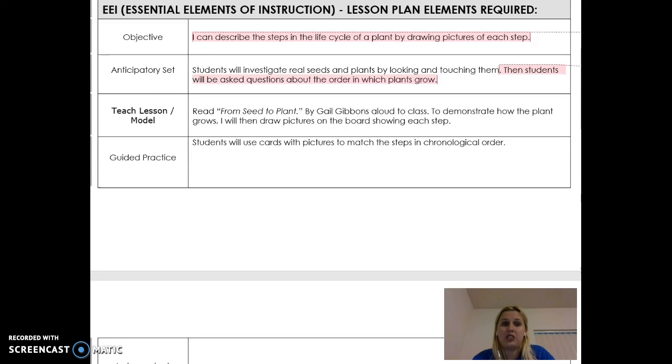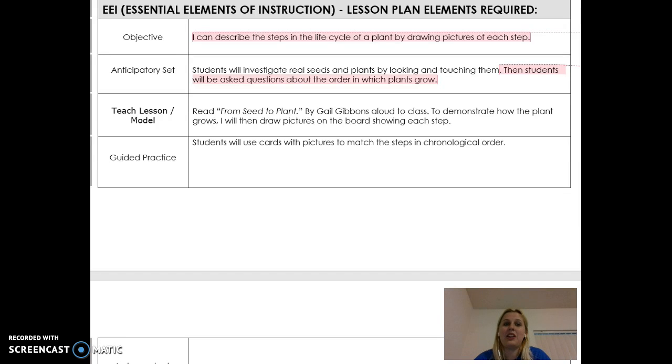So to get our students' attention, we want to use our anticipatory set. Students will investigate the real seeds and plants by looking and touching them. And students will be asked questions about the order in which plants grow. Students already have background knowledge of how plants grow prior to this lesson, so they should have a basic understanding. The reason for bringing in the real seeds and plants is so that students can apply it to their real life and be like, oh look, there's a plant right there. It just makes a little more sense to me to have that aspect of it relating to a real life experience. So I will already have the plants and the seeds ready to go.